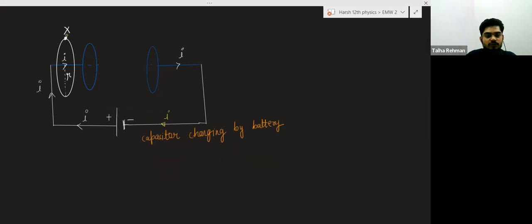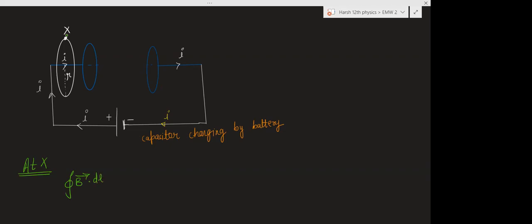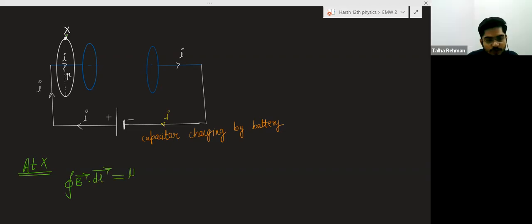Okay. So now at point X, we will apply Ampere's circuital law, which says that the line integral of the closed magnetic field, that is B dot dl, is equal to mu naught times I, the current enclosed by this loop. The current enclosed by this loop is small i.